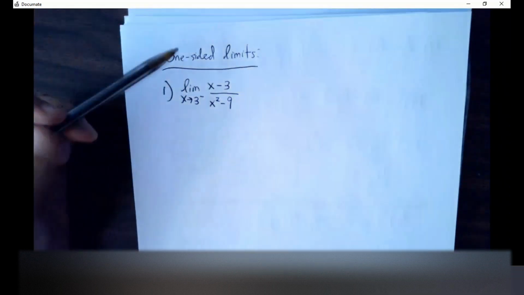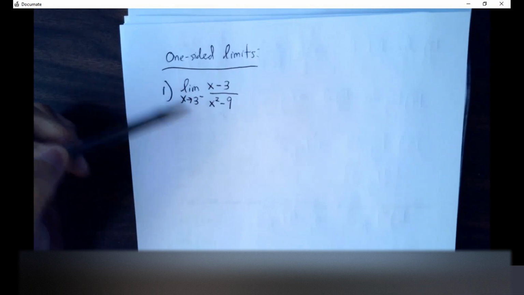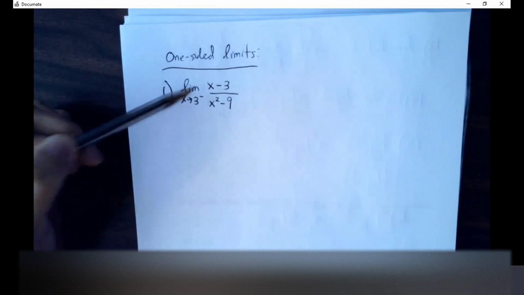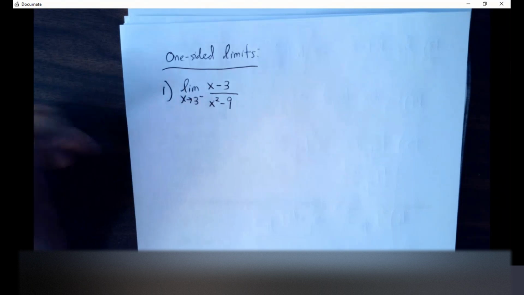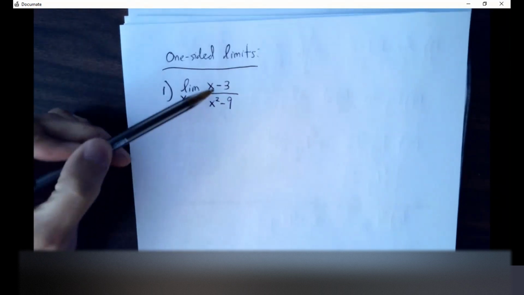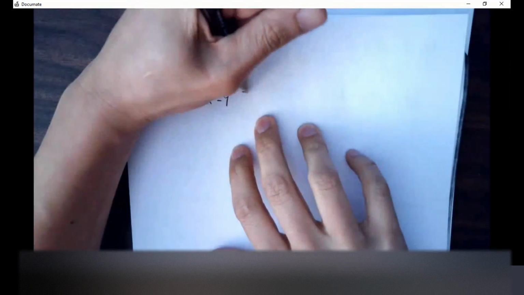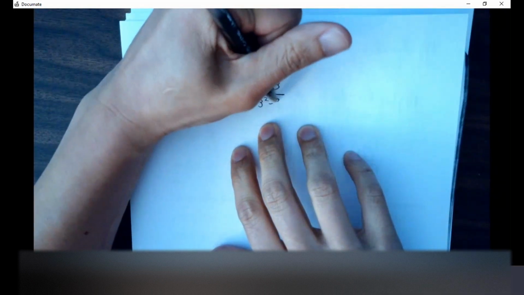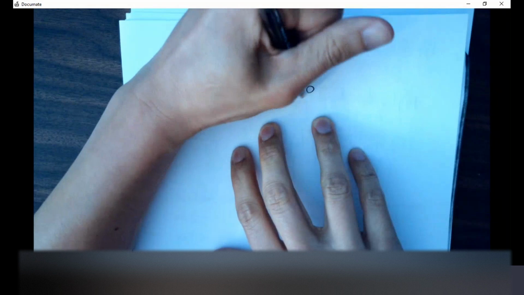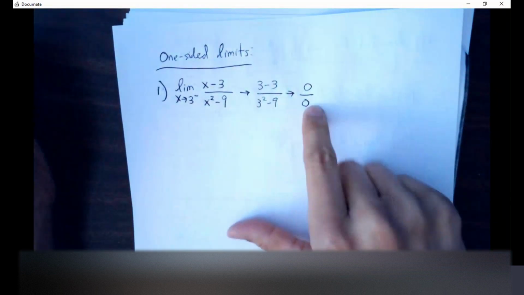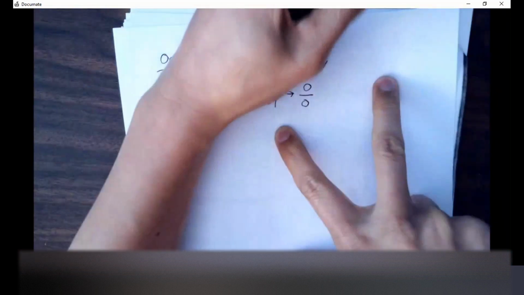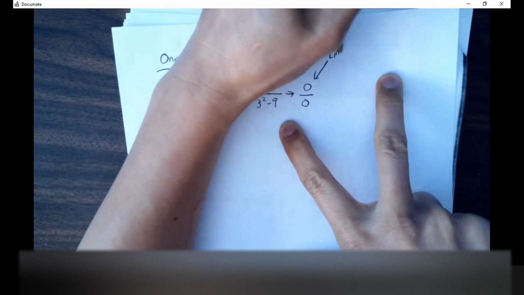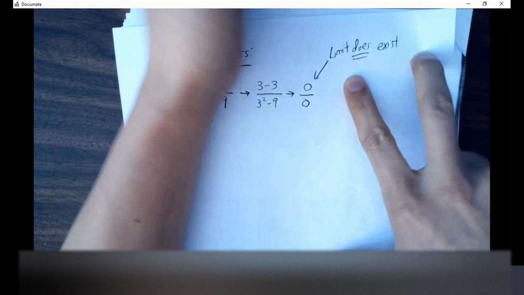All right, so let's say we have a one-sided limit problem, but you're going to go through your steps like you normally would, and then you're going to ignore the one-sided limit. So we're just going to enter in the 3. I get 0 over 0. So this is very specific, right? I know that the limit does exist. There just happens to be a hole in the graph.